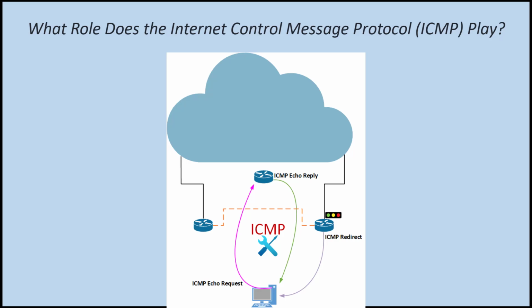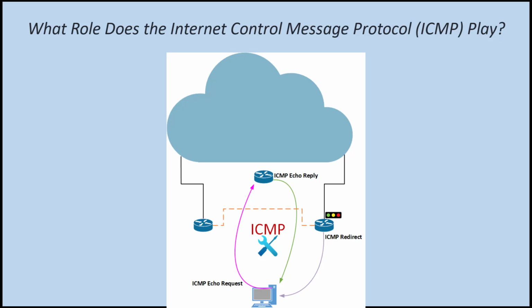Imagine ICMP as a friendly helper who not only points out problems but also brings solutions. Besides reporting errors, ICMP comes with various message types for different tasks. Take ICMP echo request and echo reply messages. For example, they're like the backbone of the ping utility, assisting in testing network connectivity.